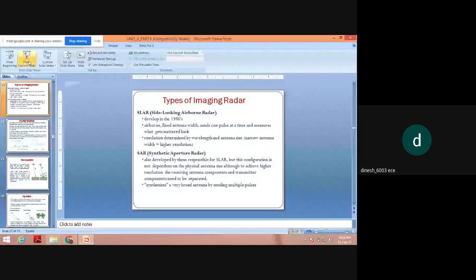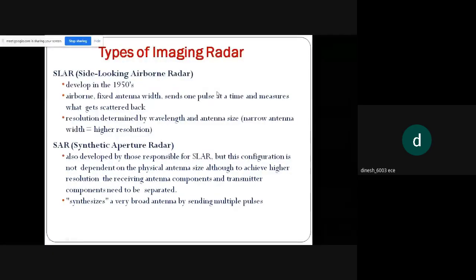Next is the types of imaging radar. There are two different types of imaging radar. One is side looking airborne radar, SLAR. The next one is the synthetic aperture radar, SAR. We had seen a small introduction about SLAR and SAR in the previous class also. We'll be seeing in-depth concepts of both the radars.